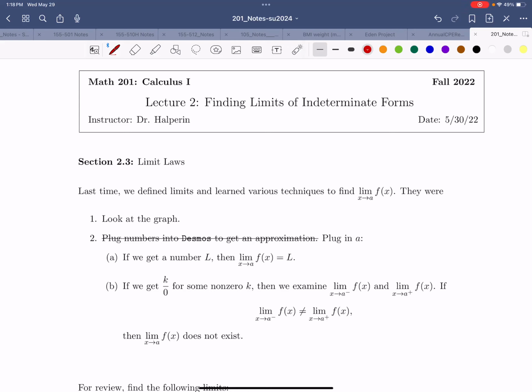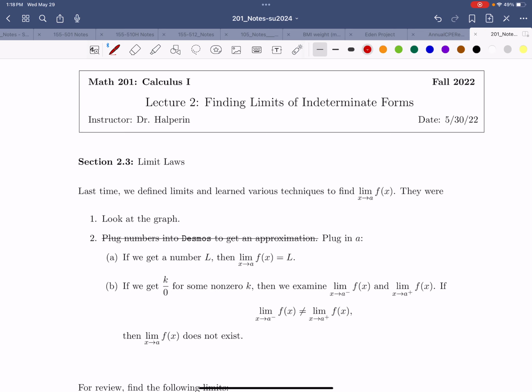Let's begin the next topic. Remember last time we learned the basics of limits, what they were, how to use a graph to find limits, left and right hand limits, how to use tables to find limits, and even the idea of infinite limits, where they increased or decreased without bounds.